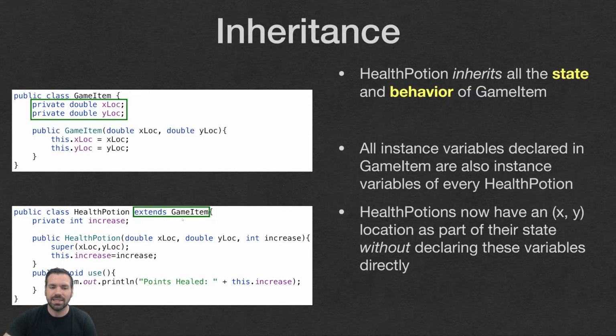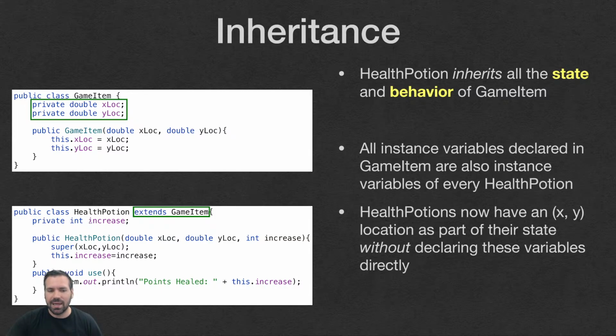So health potion extends game item means when we create a health potion on the heap, when we say new health potion, we don't just get the instance variables of the health potion class, we also inherit the instance variables of the game item class. So when I say new health potion, I create that health potion on the heap. It's still going to have these 3 instance variables because it got X location, Y location from game item and also contributed its own increase instance variable. So it gets all 3 instance variables by going through the inheritance through the keyword extends.